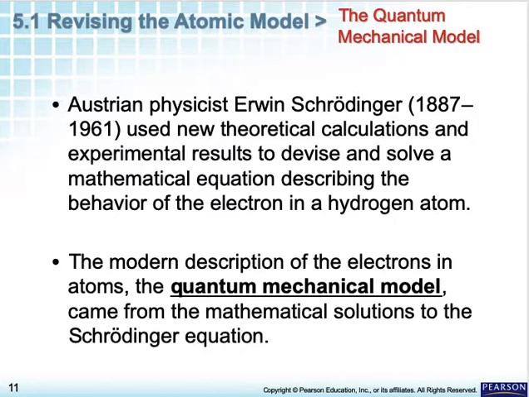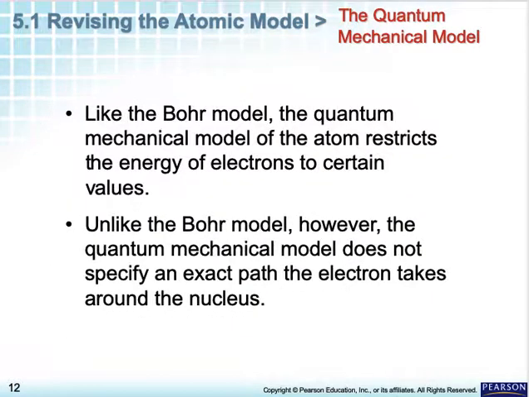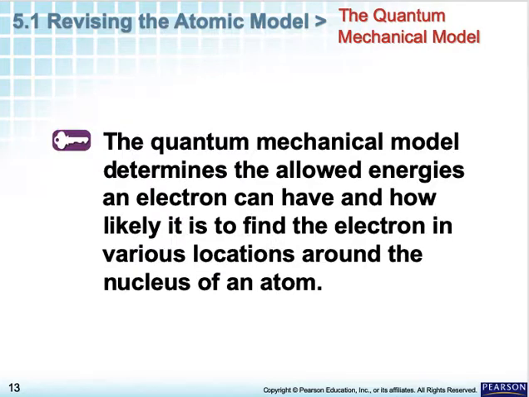The modern description of electrons and atoms, the quantum mechanical model, came from the mathematical solutions to the Schrödinger equation. Like the Bohr model, the quantum mechanical model restricts energy of electrons to certain values. Unlike the Bohr model, however, the quantum mechanical model does not, I repeat, does not specify an exact path or an orbit that the electrons would take around the nucleus. The Schrödinger model or quantum mechanical model is all about probabilities.